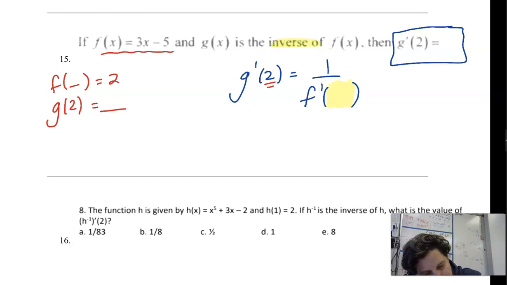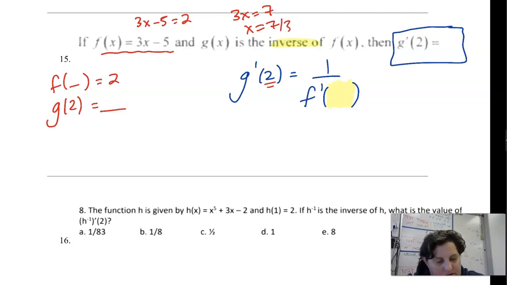So let's come up here. Where does this equal 2? Well, if I add that over, 3x equals 7, x equals 7/3. Well, that's the most annoying thing ever. All right, so g prime of 2 is 1 over f prime of 7/3, right?